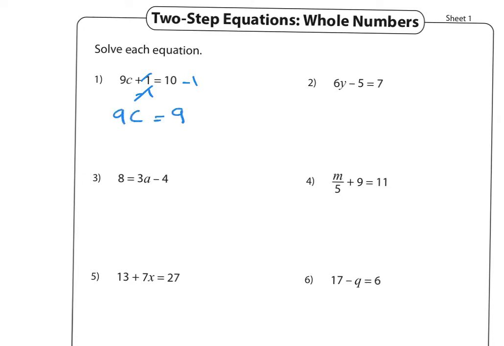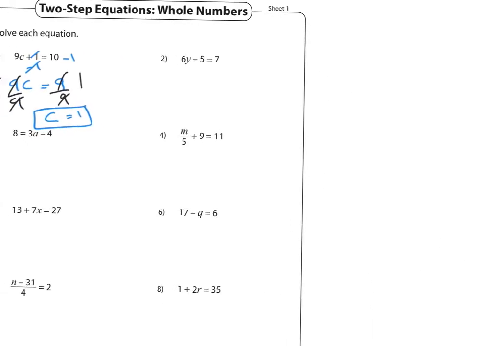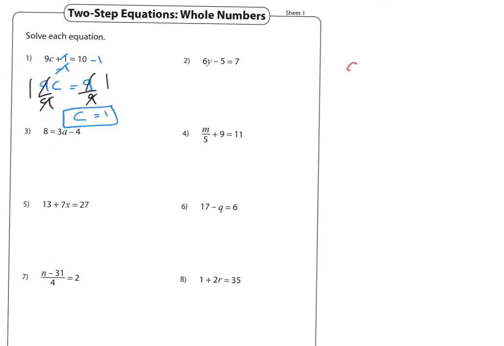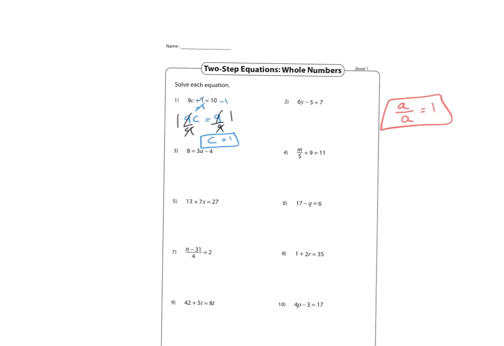Now we have 9 times c equals 9, and in order to cancel the 9, we need to divide by 9 here. And 9 over 9 will be 1. So c will be equal to 1. Just keep in mind here that when you have a over a, that's going to be 1.